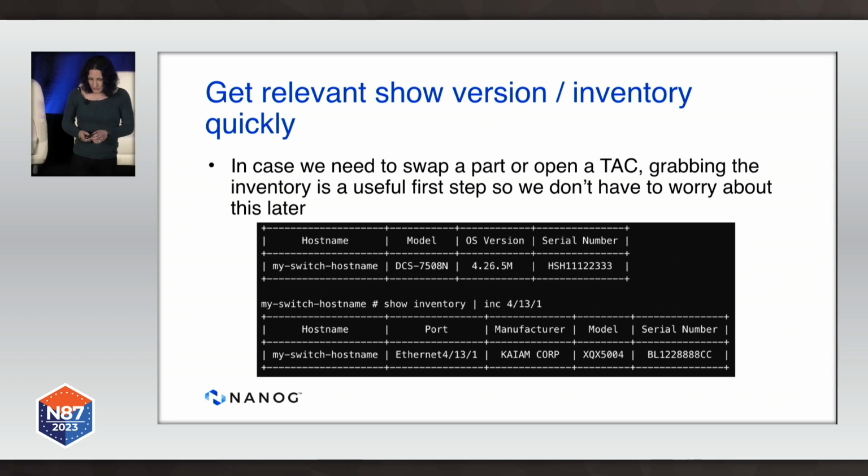I might also need to get relevant show version and inventory very quickly as well, which I can do in API. So if I'm going to have to swap a part or open a TAC case, I can have my scripts quickly grab my hostname, my model, my OS version, my serial number. If it's a port, right, I can get the optic and the model and that serial number as well. So this will make it a lot quicker now when I go to open a TAC case later.